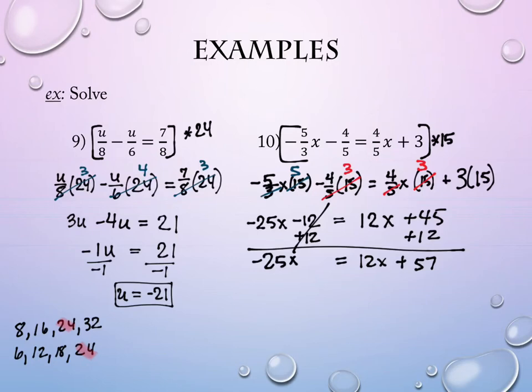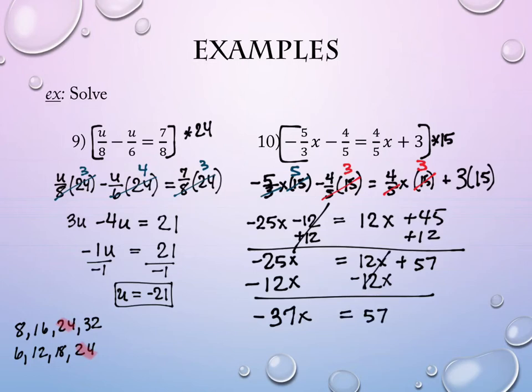I'll divide by negative 25. Can't divide by negative 25 just yet. Subtract all that. Yeah, we need the x's grouped together, and right now I have an x on each side, so we need to pull them together. Let's subtract the 12x just because the other x is already on the other side. That gives me negative 37x on the left. These are 0 and 57 on the right.